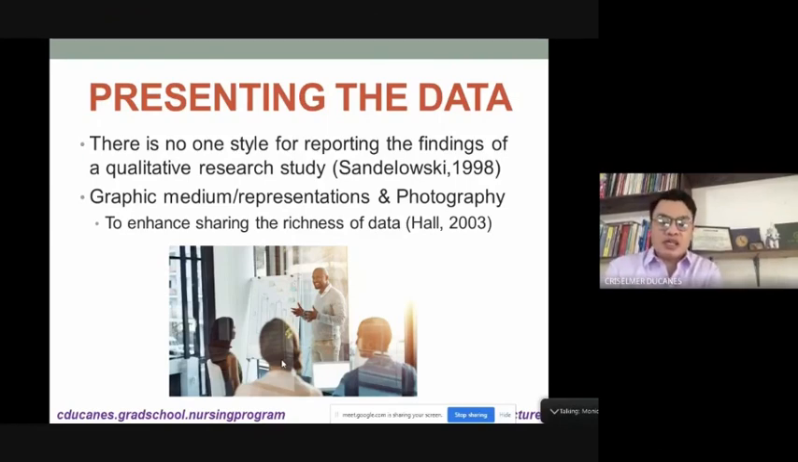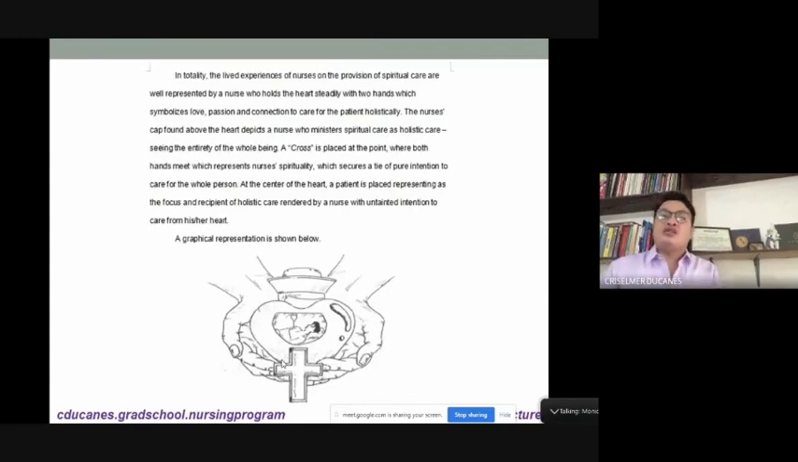In my study, I presented my data through thematic analysis as well as through a graphical representation. I made a picture representing the experiences of nurses on spiritual care. So you can use this, and you also need to explain why you made this image or graphical representation of the spiritual care of the participant. You can make use of this to add to the richness and in-depthness of your study or of your findings.